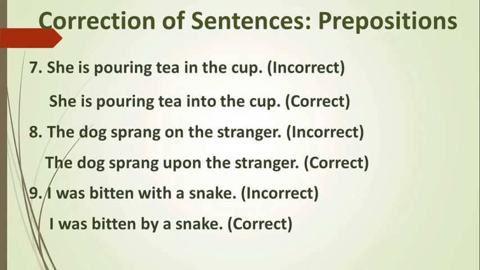Next example, I was bitten with a snake. I was bitten by a snake. The second sentence is the correct one, because the preposition by should be used for the doer of the action as an agent. So we have to use by and not with.